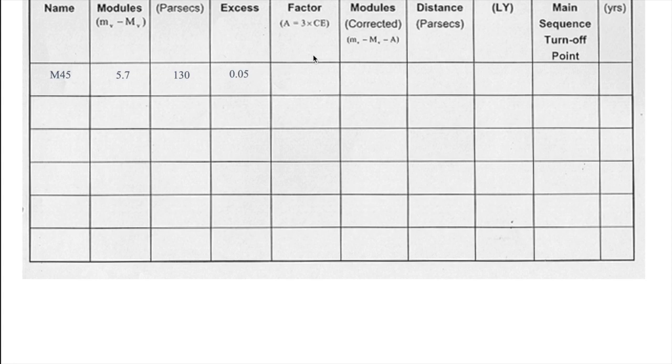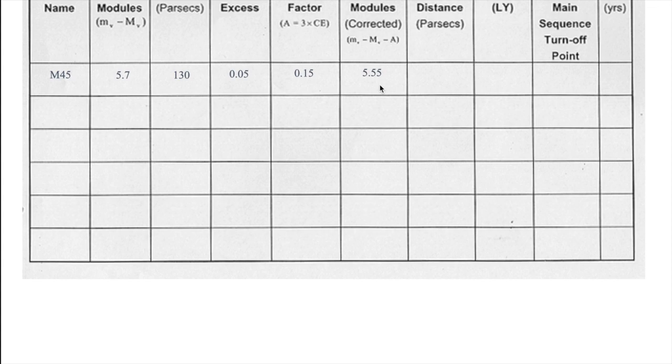Boom. The next column says A equals 3 times CE. What this stands for is A is absorption factor, which is what we're looking for, equals 3, which is the number 3, times CE for color excess, right? So you multiply this by 3. Put it in a calculator. It's very easy. You get 0.15. Now the next column says distance modulus corrected. So your distance modulus minus your absorption factor. Here's your distance modulus, here's your absorption factor, you subtract them, and you get 5.55.